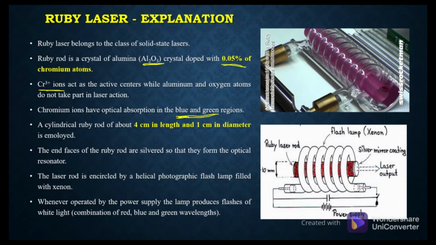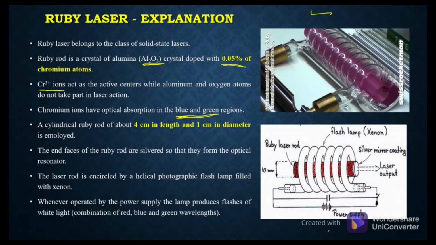And now you can see the figure of the setup, where a ruby rod of length 4 centimeter and diameter of the order of 1 centimeter is used. It is placed at the center, and around the ruby rod you can see a flash lamp wound on it. This flash lamp is a xenon flash lamp. It is wound helically on the ruby rod. Helically means it is a spiral arrangement. It is very clearly wound.